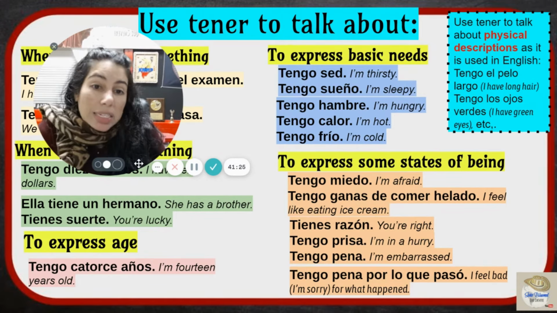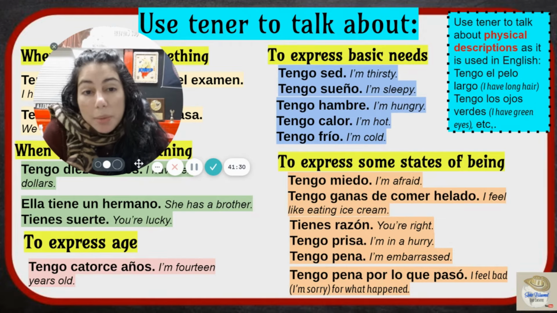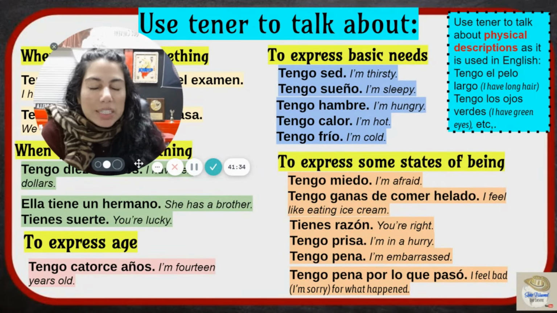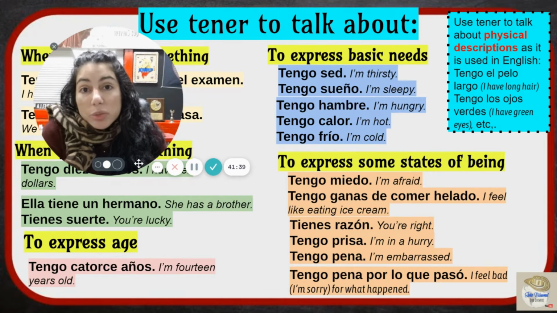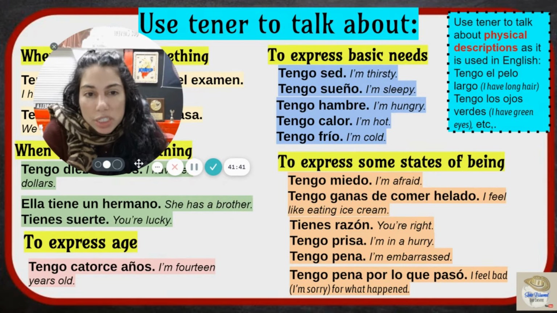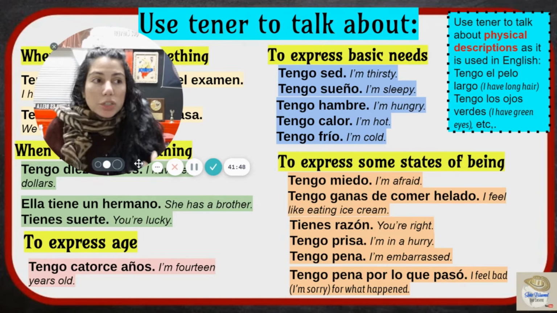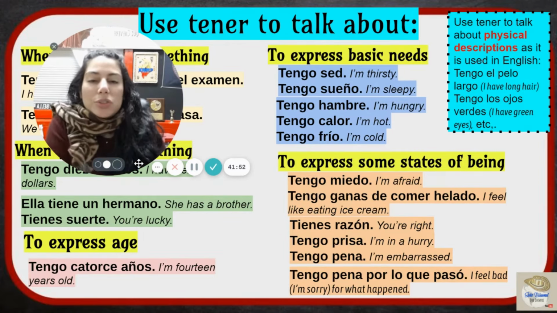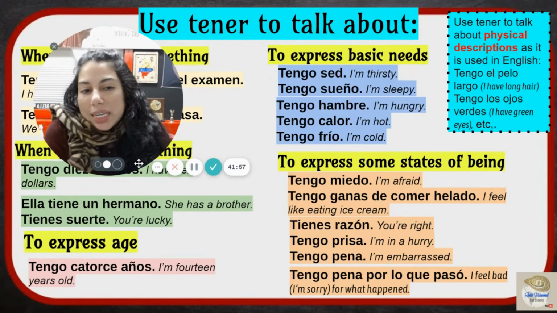We also use tener to express basic needs. So tengo sed, I'm thirsty. Tengo sueño, I'm sleepy. Tengo hambre, I'm hungry. Tengo calor, I'm hot. Tengo frío, I'm cold, and so forth. So in English, you use am. So you use the verb to be. I am thirsty, I am sleepy, I'm hungry, I'm hot, I'm cold. In Spanish, we use the verb tener. So tengo is like you have thirst, you have sleep, you have cold in you.